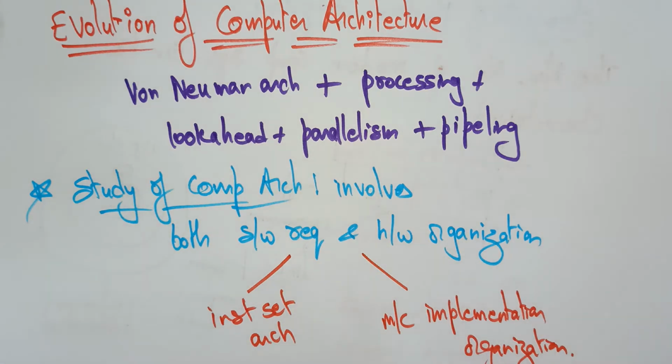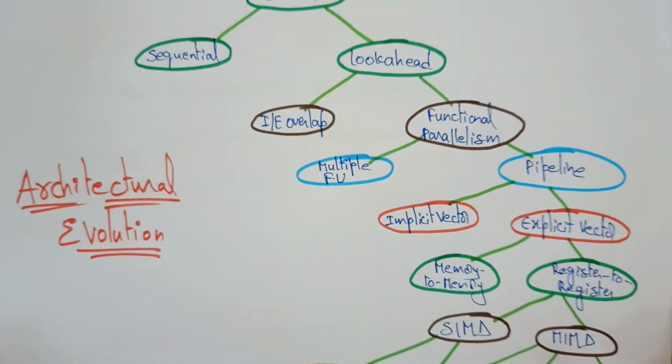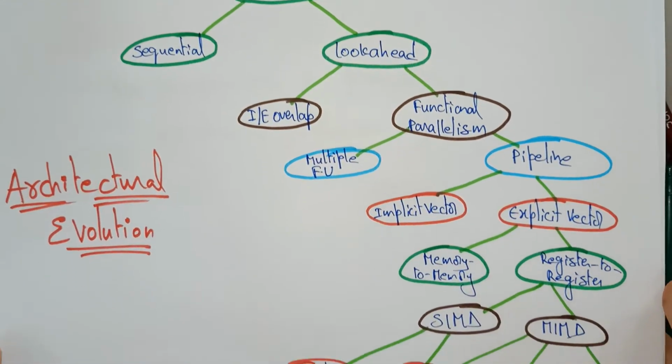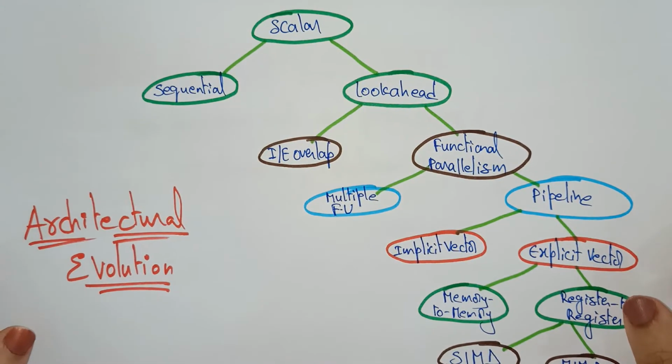Now let's have a look. I think you get an idea of how computer architecture evolved. The evolution starts from the von Neumann architecture, later processing, look ahead, parallelism, and pipelining. See here, this is the structure, the architecture evolution. This is the complete structure. Let me explain this step by step.